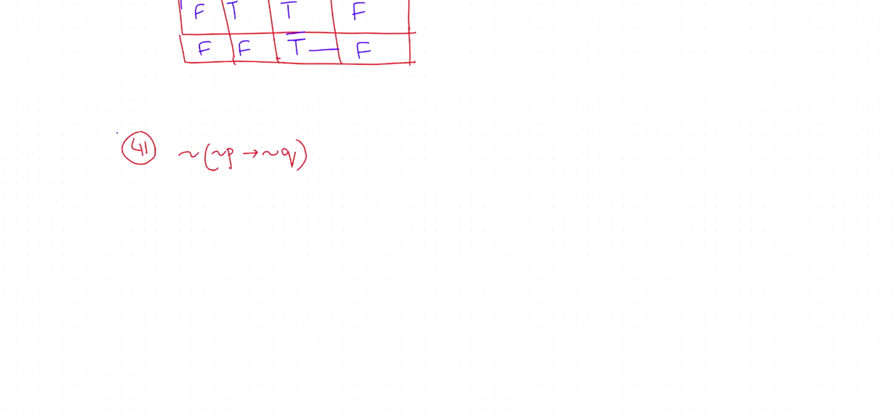So now we have to make a truth table for this. This is a little complicated, but we'll do it. What this is asking is not of if not P, then not Q. So first we'll find not P, then we'll find not Q, then we will find if not P, then not Q, and whatever we get, we will negate it. This is the sign of negation. So let's make a table.